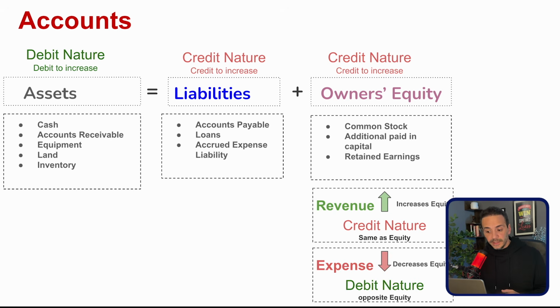The opposite thing is going to happen for expenses. Expenses typically decrease your equity, and that's why they have the opposite nature of equity. It's going to have a debit nature. So now that we know what the debits and credits are in terms of nature for the various accounts, we can go ahead and create the journal entries for our business transactions.